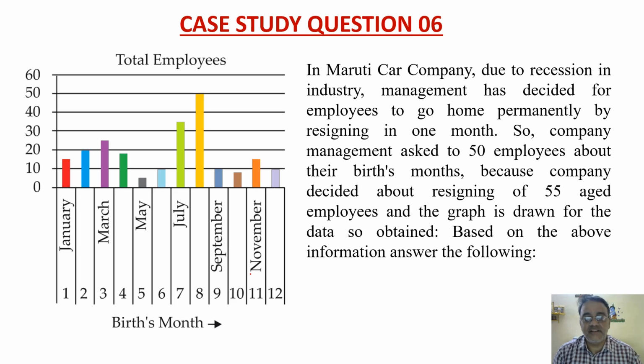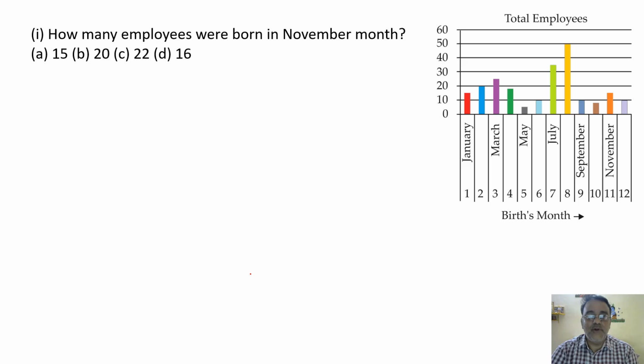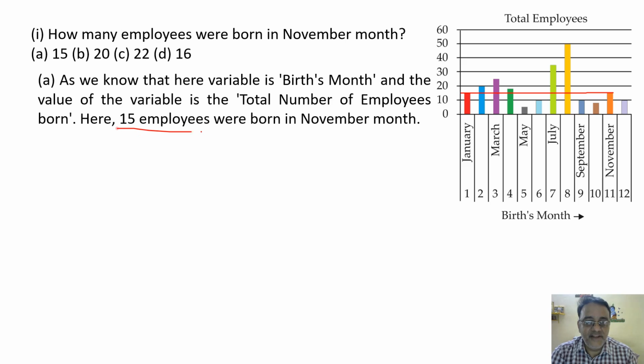So we are going to start the questions. How many employees were born in November? So how many employees are there in November? Look here, this is November, and just in the middle, it is equal to 15, right? 15 employees were born in the month of November. The numbers 1 2 3 4 5 6 written here are the number of months: second month, third month March, fourth is April, sixth is June, like that.